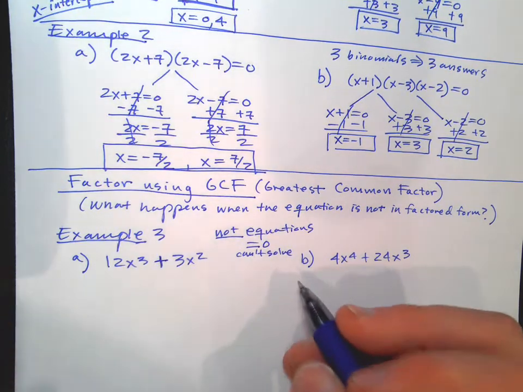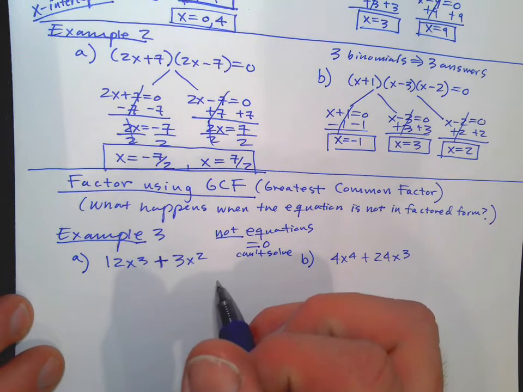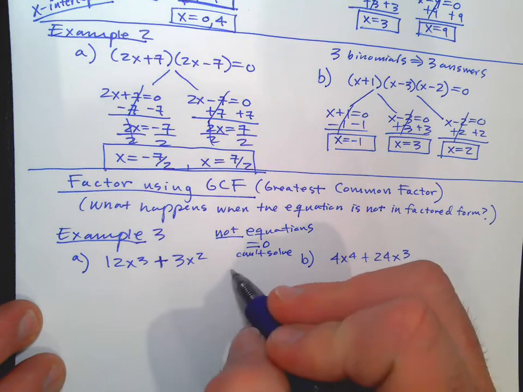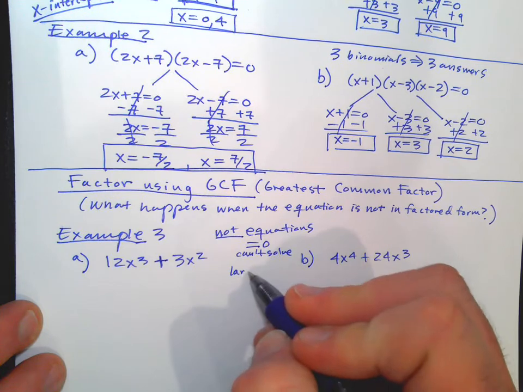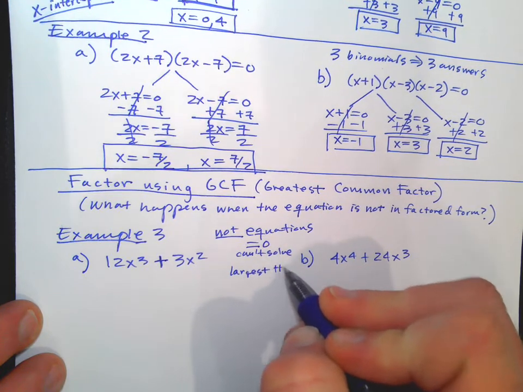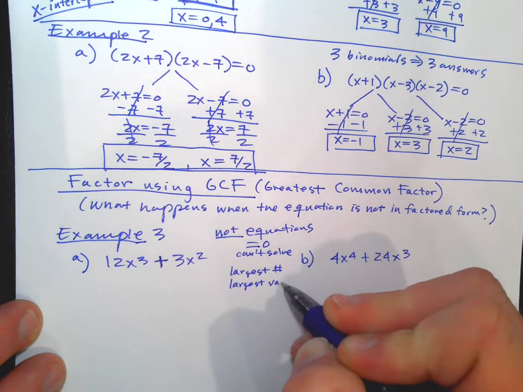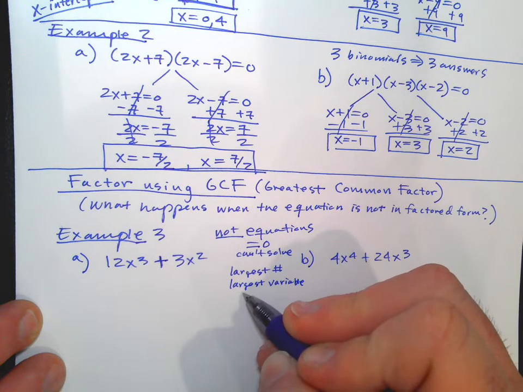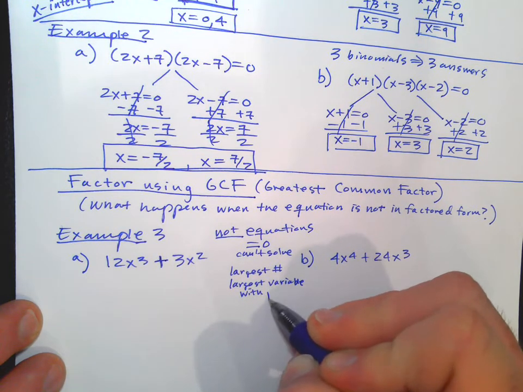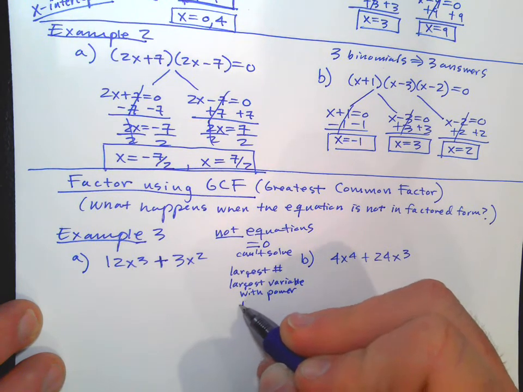Factor is kind of another way of saying divide something out. We're trying to unmultiply these. Okay? So we're trying to kind of undo the work we've done in previous weeks. And the way we do it, the greatest common factor, this is one way. This is the only way we're going to focus on this week. It's the largest number and the largest variable with power, like the largest power, that they have in common, that they share.